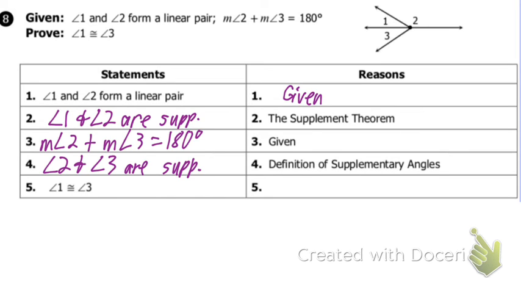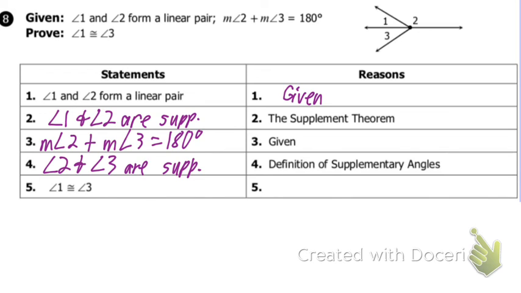Now, what's the difference between the supplement theorem and the definition of supplementary angles? Great question. The supplement theorem says if they form a linear pair, they're supplementary. The definition says if they add up to 180, they're supplementary, or if they're supplementary, they add up to 180. Does that make more sense, Liam? Okay, good question. Now on number 5, we're told that angle 1 is congruent to angle 3.